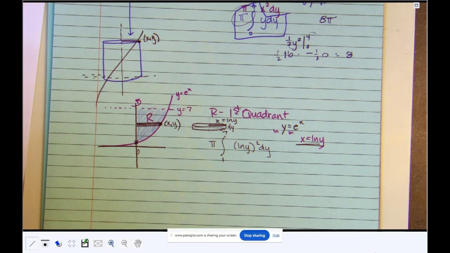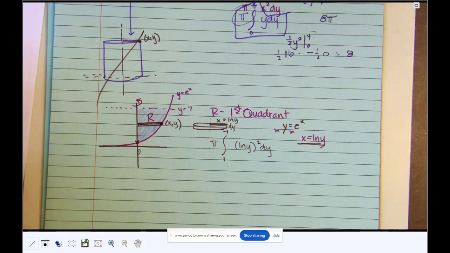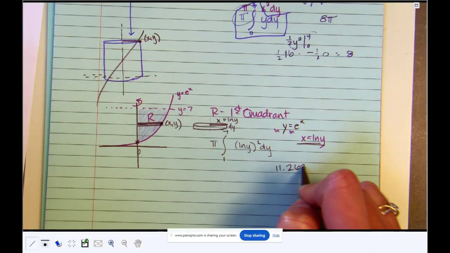No, that's the derivative of natural log, right? And so in my calculator, I'm going to put parentheses natural log of x squared dx. So I got 11.263 pi.